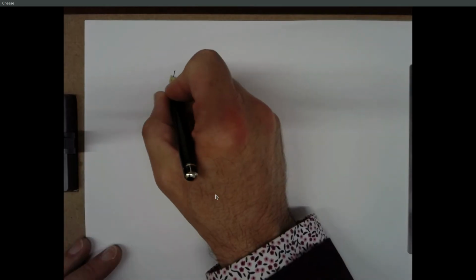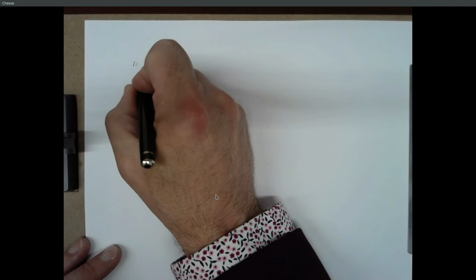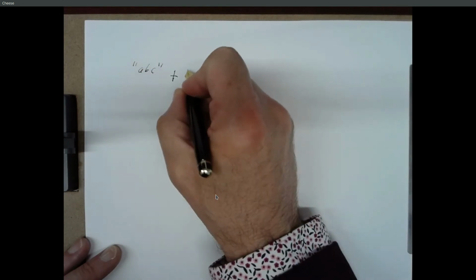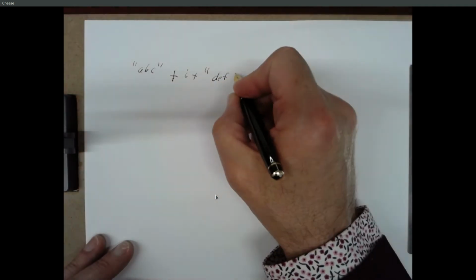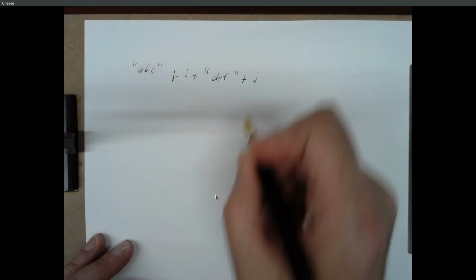So same as in C, if you have, say, an integer, something like this, plus... oh, but there's a thing in between. So plus is just concatenation. Quote ABC plus i plus, DEF plus j.